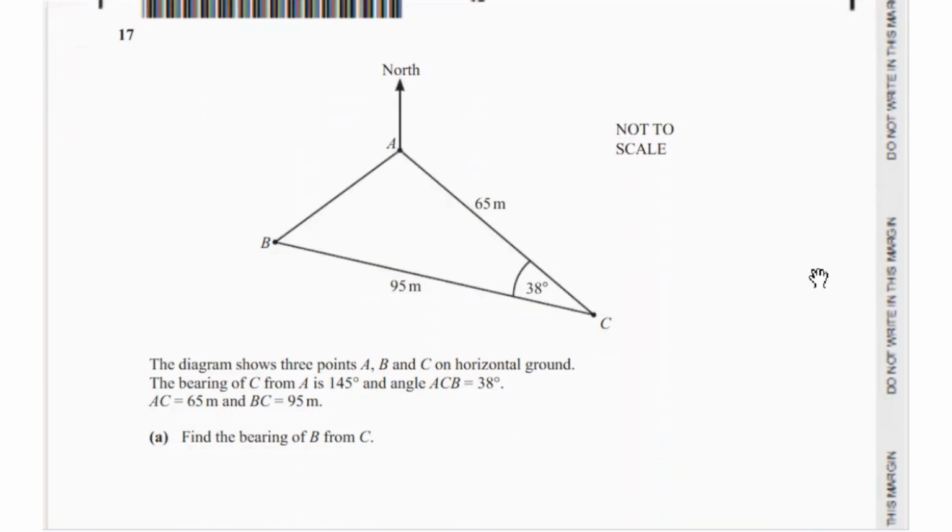Question 17 says the diagram shows 3 points A, B, and C on horizontal ground. The bearing of C from A is 145 degrees. So that means this is 145 degrees. And the angle ACB is 38. AC is 65 and BC is 95. Find the bearing of B from C. So basically, they want us to find this angle. This is the bearing of B from C.